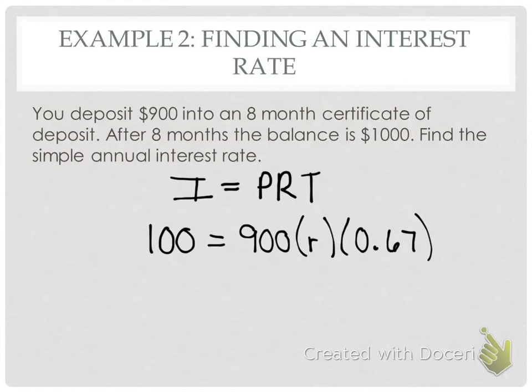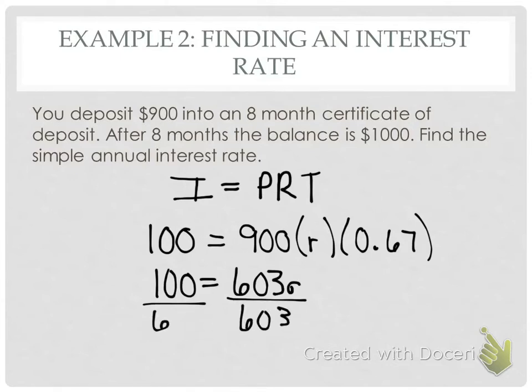Can I simplify anything? Yes. Can I simplify anything over here? Yes, I can. 900 times 0.67 gives me 603R. 100 equals 603R. Divide both sides by what? 603. Okay, very good. Now that's going to look a little goofy, but that's okay. Now R equals 100 divided by 603.